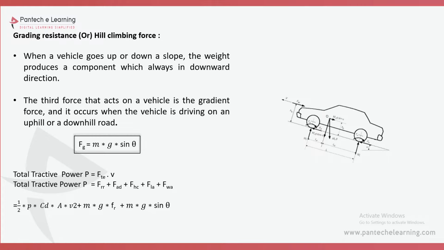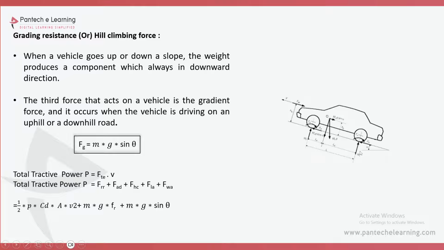We have one law of mechanics: when a force acts in an inclined direction, we have to split it into two directions, horizontal and vertical. So we get mg cos theta and mg sin theta. Here the gravitational force and the forward direction are opposite, so that component is 0. We just consider this force only: m into g into sin theta.